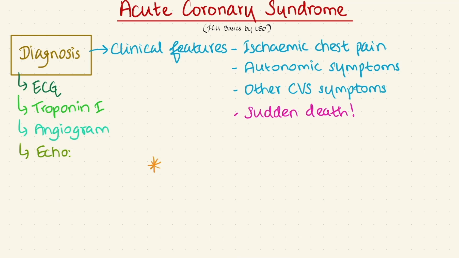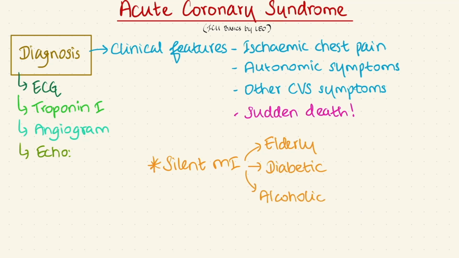Please bear in mind that the clinical presentation can often be atypical or even silent in the intensive care setting, especially if the patients are elderly, diabetic, or alcoholic. Hence, we need to be vigilant to do ECG and check serum troponin level in patients with high cardiovascular risk factors.